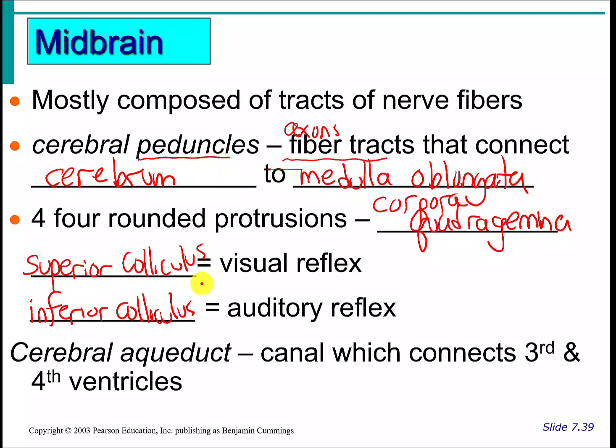So when you did the sheep brain dissection, you may have noticed that the corpora quadrigemina in general are really big compared to the size of the brain. They make up a large portion of it. If you look in humans, the colliculi are fairly small compared to the size of the brain. So these kinds of reflexes are more important apparently in animals. In this area, you'll also find the cerebral aqueduct, which is a canal that connects the third and the fourth ventricles. And what it's doing, it's allowing for the passage of cerebral spinal fluid.